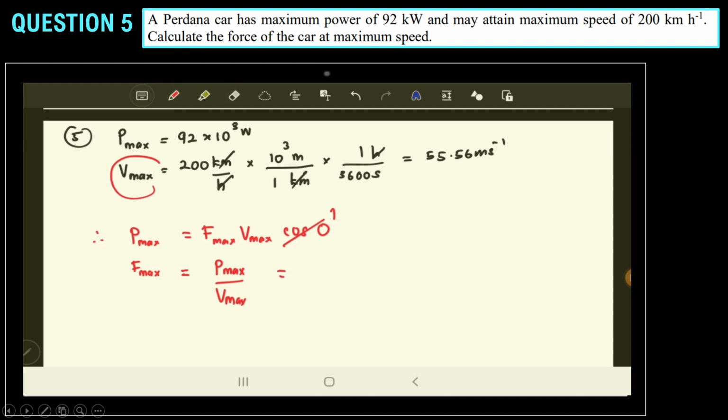F maximum is equal to P maximum over V maximum. So 92 times 10 to the power of 3 over 55.56. So it's equal to 1655.87 Newton.